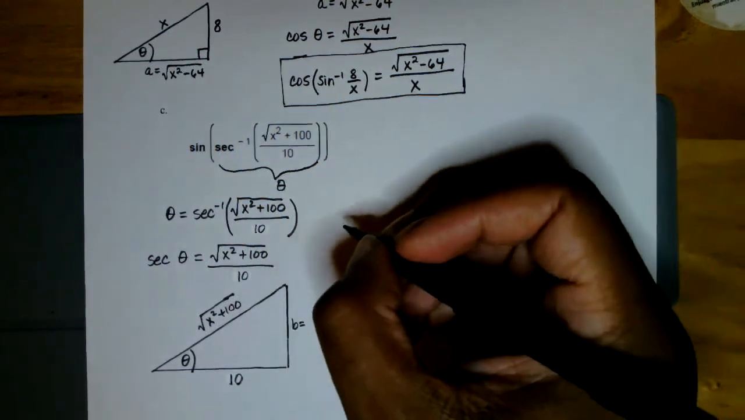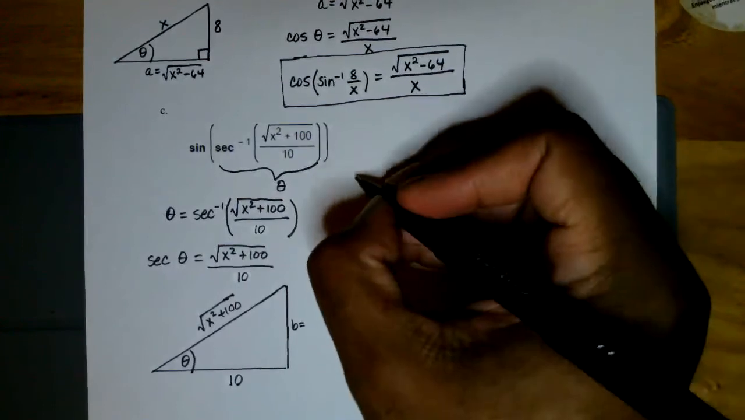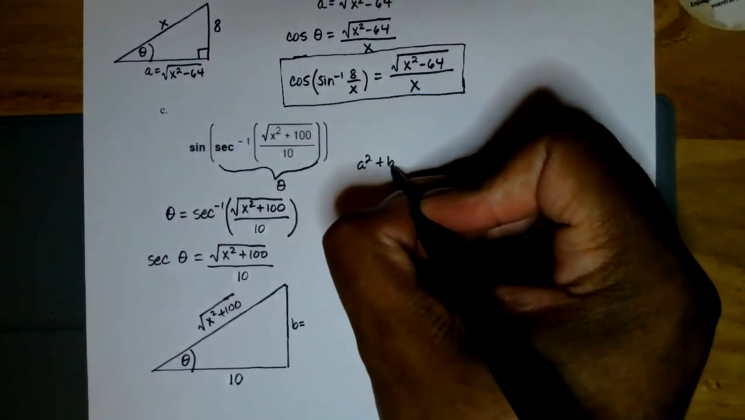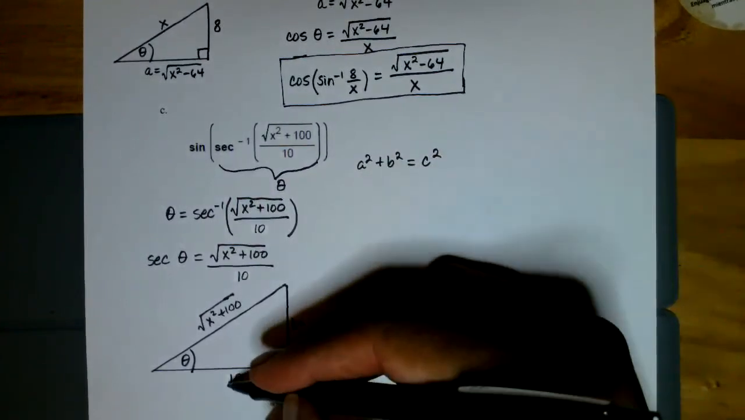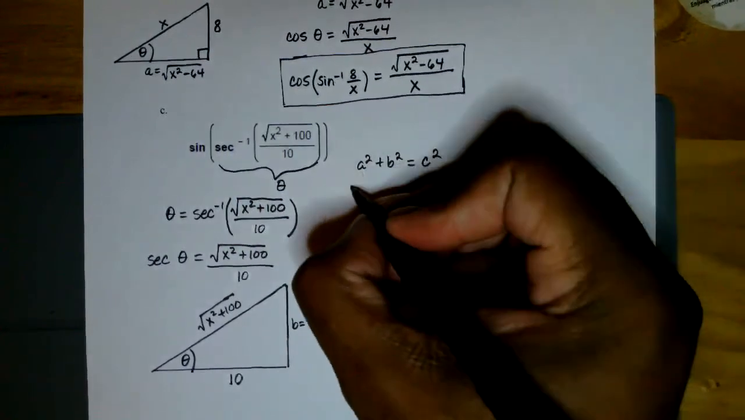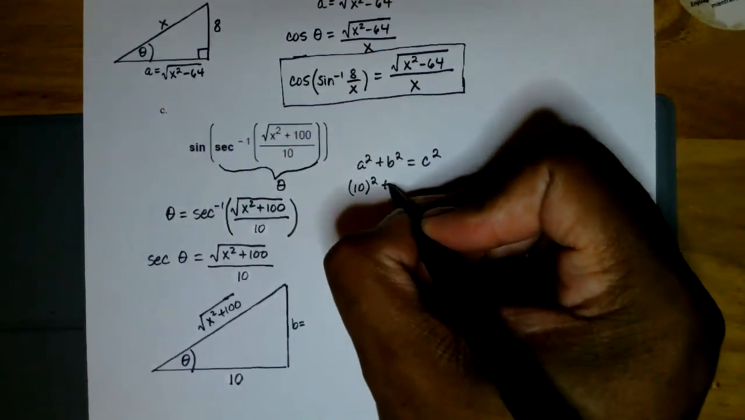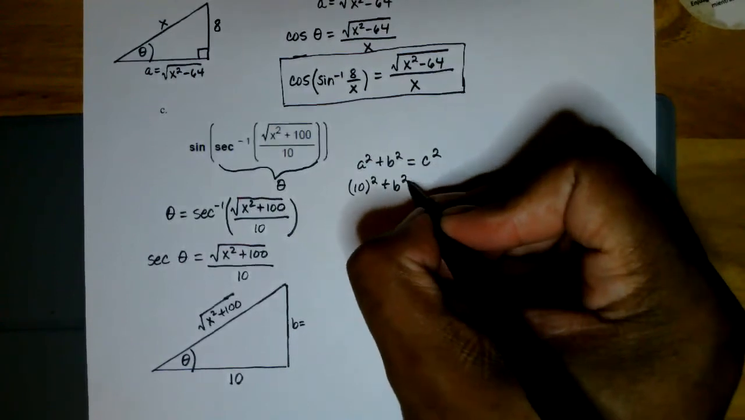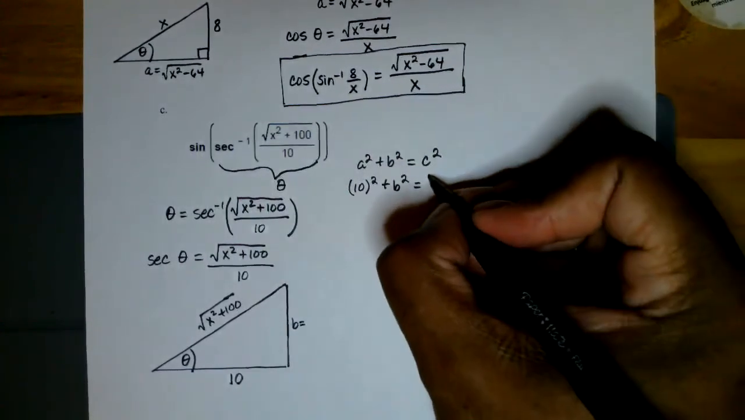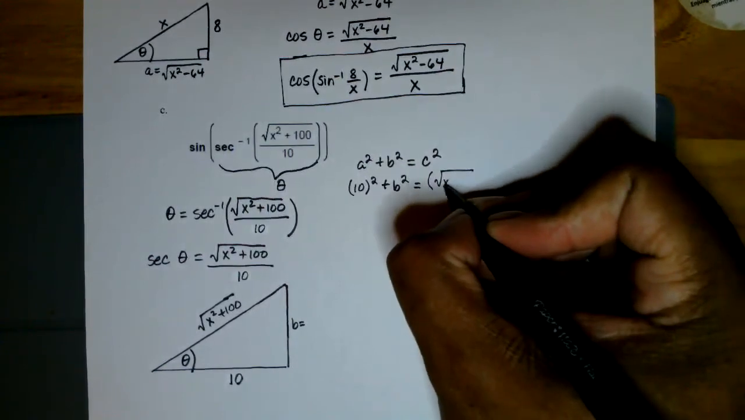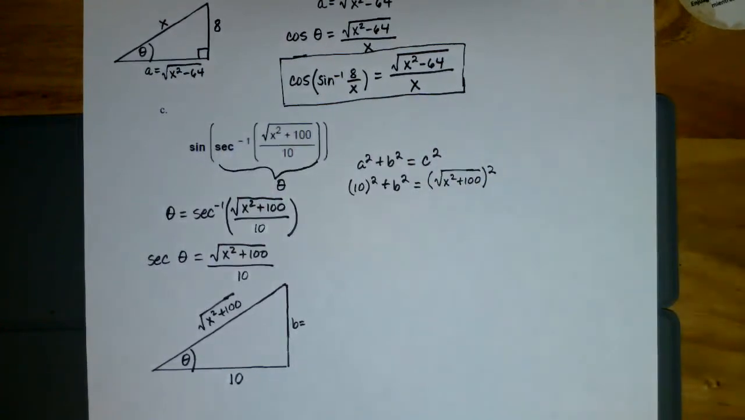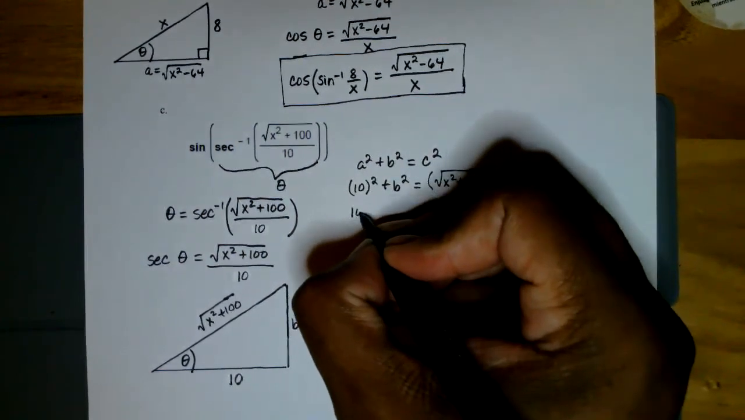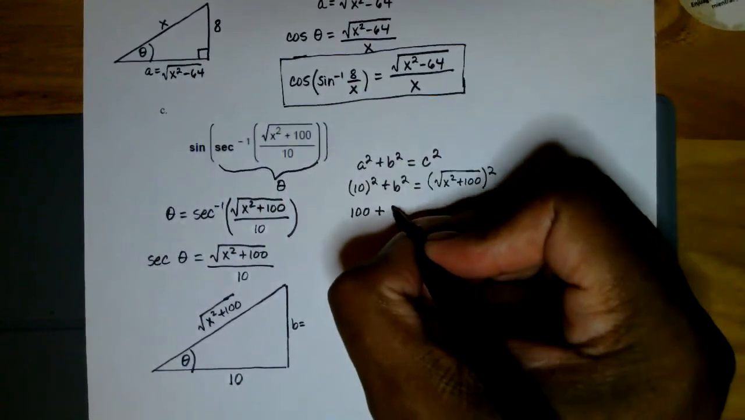All right, so let's use the Pythagorean Theorem on this one. And that would be, of course, a squared plus b squared is equal to c squared. So a is this length going across here, that's 10. So that'll be 10 squared plus b squared, equal to c squared. Well, c is the hypotenuse, the square root of x squared plus 100. That whole thing will be squared. And then we simplify. 10 squared, or 10 times 10, will be 100, plus b squared.